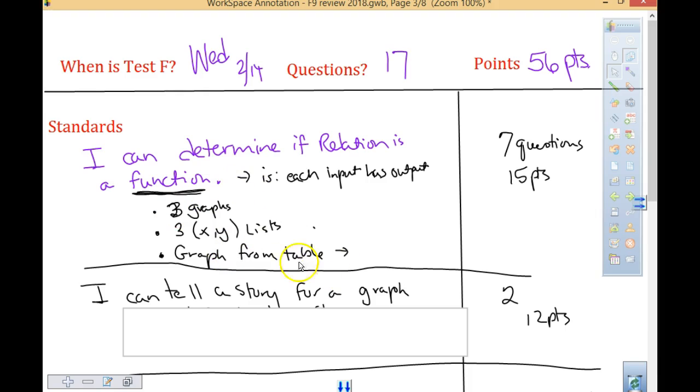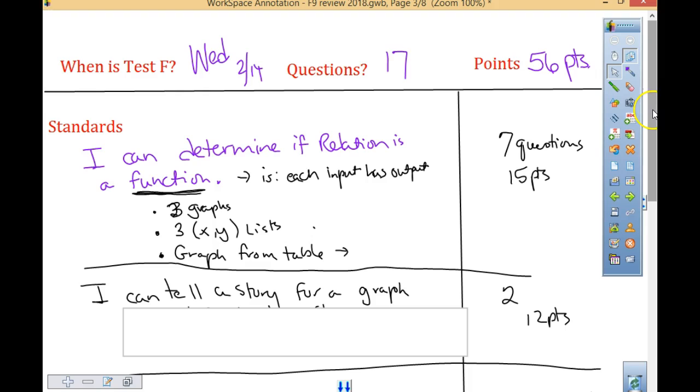I'm going to give you x, y's, and I'm going to say, is it a function? So you're going to look at a list of x, y points. And then I'm going to give you a graph. I'm going to look for you to make a table possibly with that and tell me if it is a function or not.